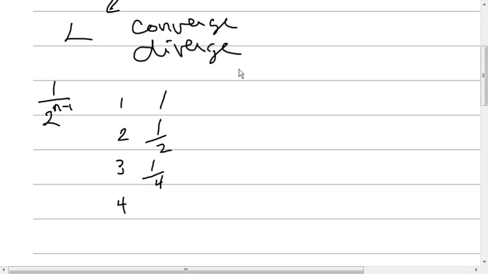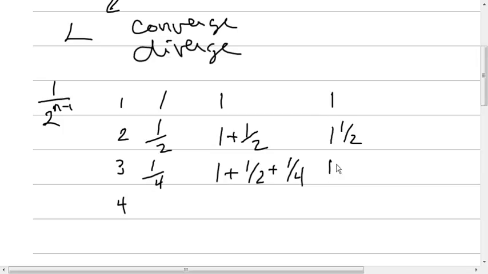Now our series is going to be, the first element is 1, the second we're going to have 1 plus 1/2, the first term and the second term, and then we're going to have 1 plus 1/2 plus 1/4, and this sums up to 1, 1.5, 1 3/4, like this.